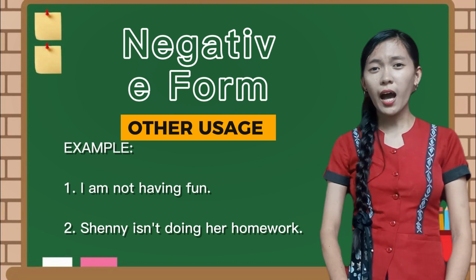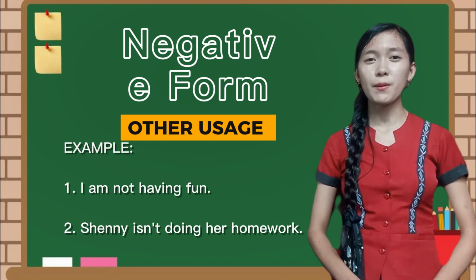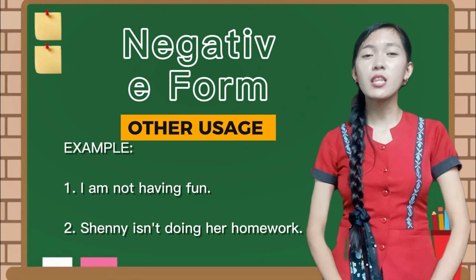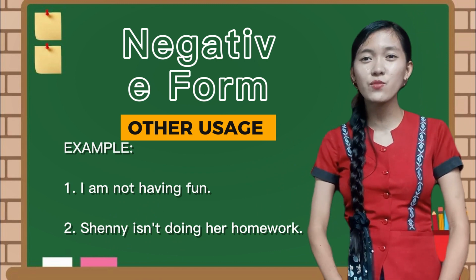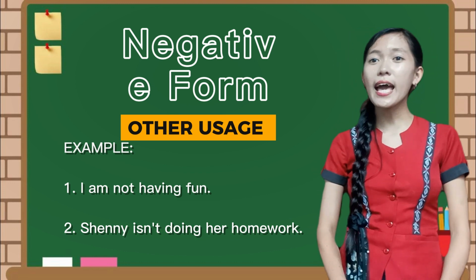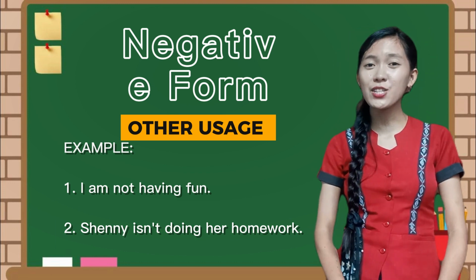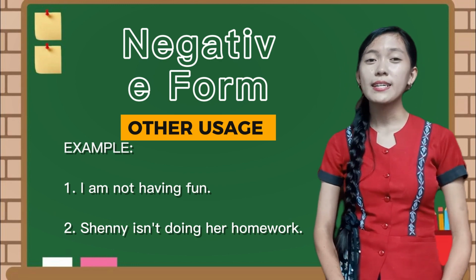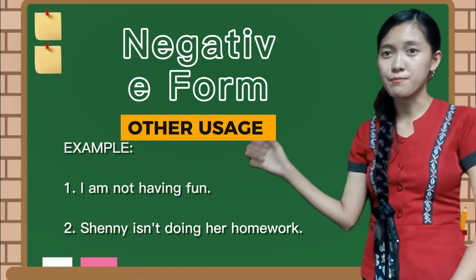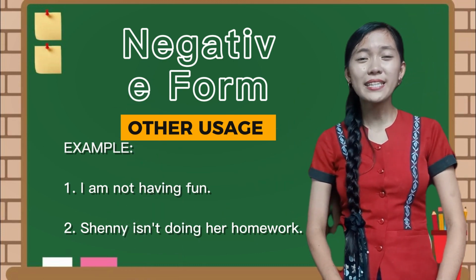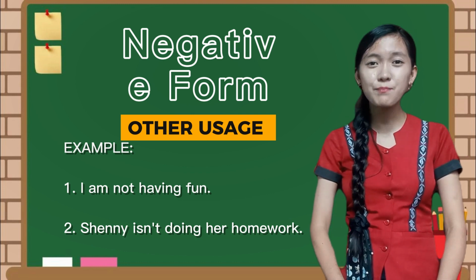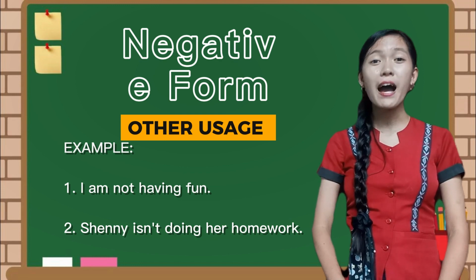Now, to form the negative form of the present continuous tense, we use the word not. We use the word not in between the present tense of the be verb am, is, or are, and the present participle, formed by adding ing to the verb that describes the action. So for example, in that sentence, I am not having fun, am is the present tense of the be verb and having is the present participle form of the verb have.